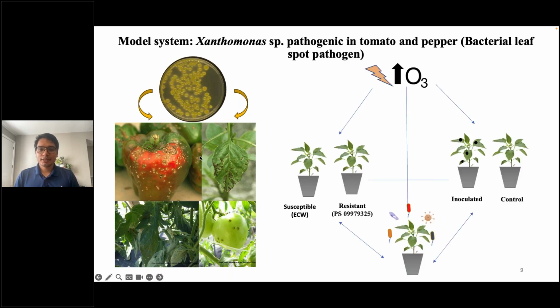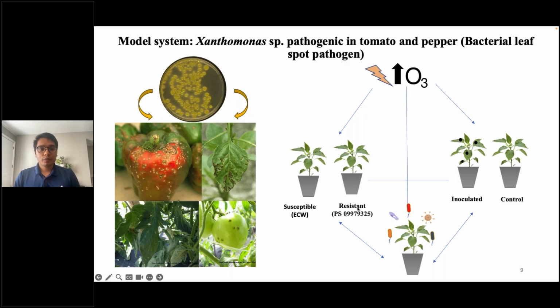The figure on the right is based on the disease pyramid that I showed in my previous slide and is our overall experimental design. Here we are using elevated ozone as an environmental factor, which is altered due to climate change. And we have two pepper cultivars which differ in their host resistance. One is susceptible, ECW, which is susceptible against this pathogen, and one is a resistant cultivar. This resistant cultivar is known to have polygenic quantitative resistance against all 11 races of Xanthomonas euvesicatoria, which is the dominant pathogen of peppers in the southeastern United States.